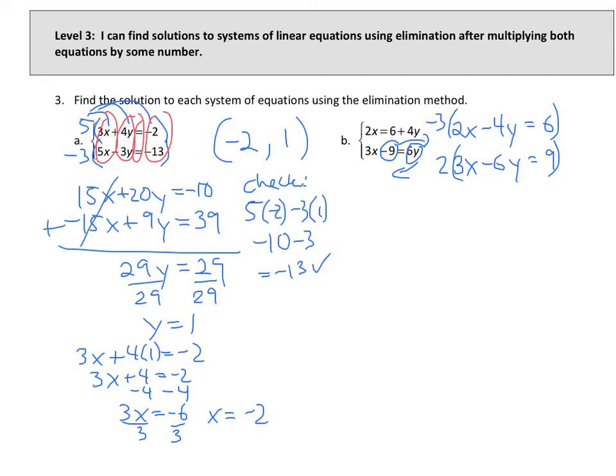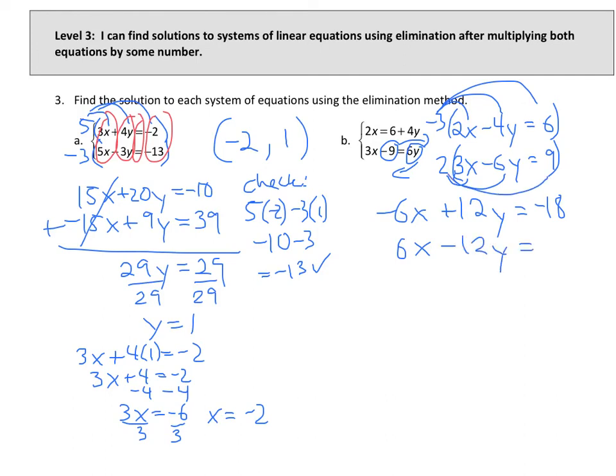So negative 3 times 2x is negative 6x, negative 3 times negative 4 is positive 12y, and negative 3 times negative 6 is negative 18. Then for the bottom equation, 2 times 3x is positive 6x. 2 times negative 6y is negative 12y. And 2 times 9 is positive 18.